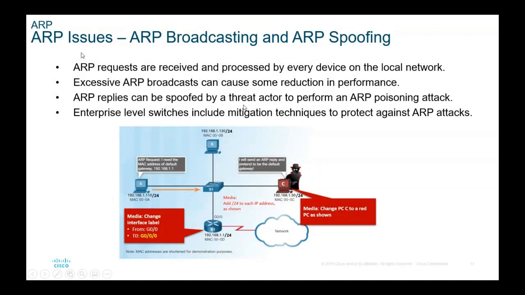So basically, a threat actor, someone like a baddie or hacker or whatever you want to call it, performs an ARP poisoning attack. So what does that mean? They poison your ARP, so you have to go find a new entry, and basically they spoof the MAC address, and you think they are them, and then you send them all this important information. Enterprise level switches include mitigation techniques to protect against ARP attacks. Mitigation means to reduce the impact or reduce the risk possibility.